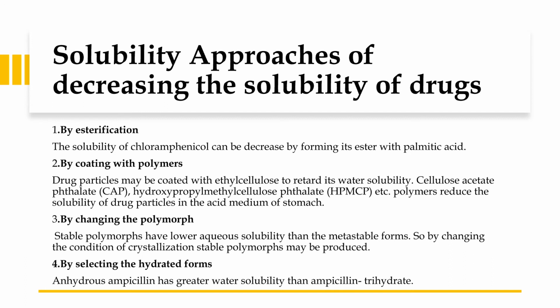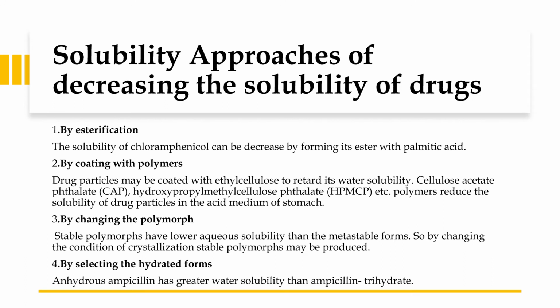Cellulose acetate phthalates, hydroxypropyl methyl cellulose phthalate. These are the polymers which reduce the solubility of drug particles in the acid medium of the stomach. So they are widely used for colon drug delivery, whereby they actually want the site of action to be in the colon, or by changing the polymorph.